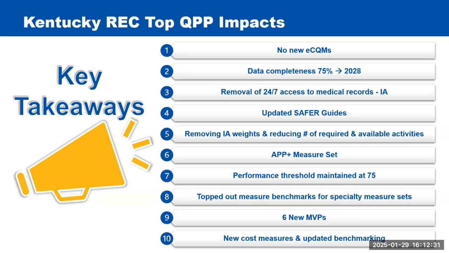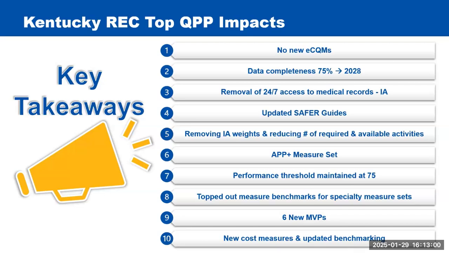Data completeness has been finalized at 75% through performance year 2028. CMS is removing that 24/7 access to medical records for improvement activities. So again, something to consider. Are you currently reporting that for 2024? That is going away when you do your attestation for 2025. So best to go ahead and select that now.